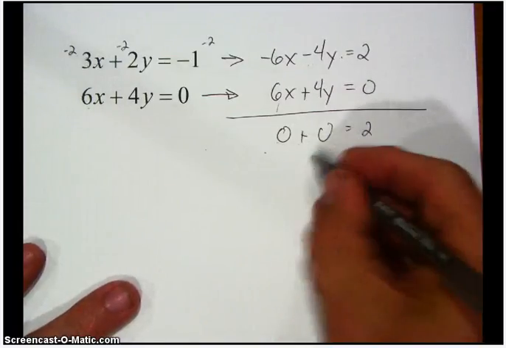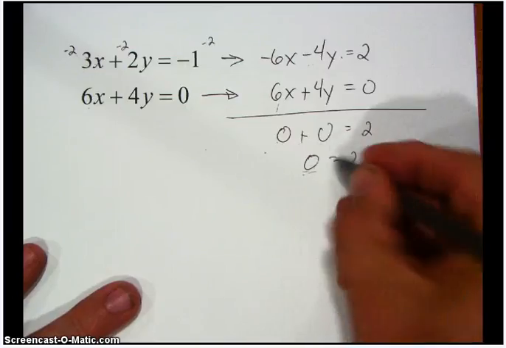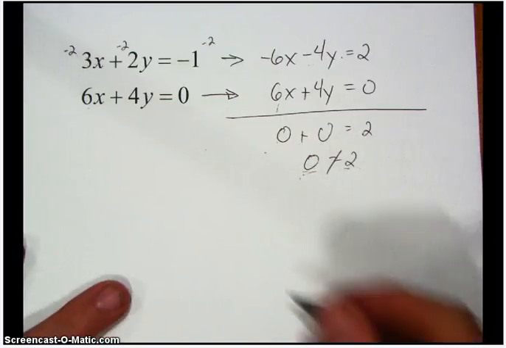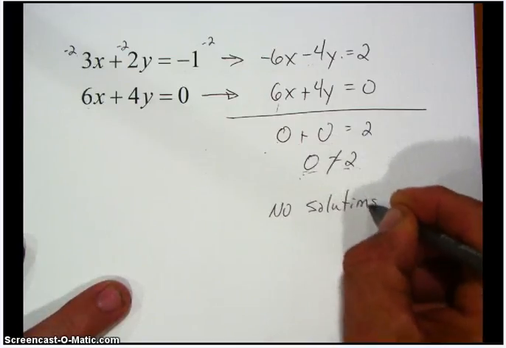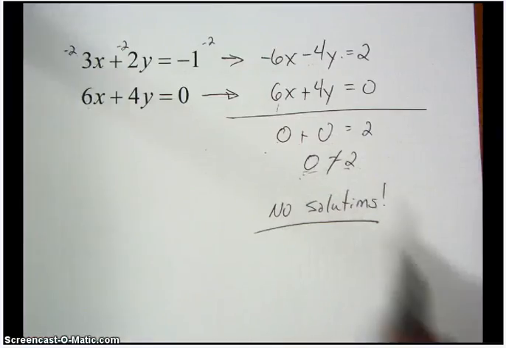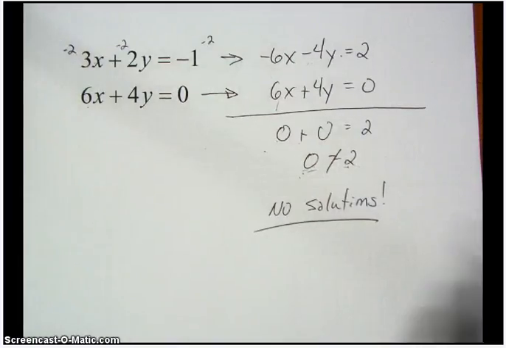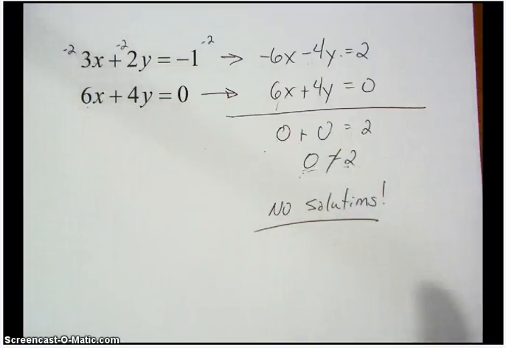Well, 0 plus 0 is 0 equals 2. Now these do not equal each other. This is 0, there's 2. They're not the same on both sides. So therefore, that means there's no solutions. Right? So if both sides are the same, infinite or many, if they're not the same, then there's no solutions.